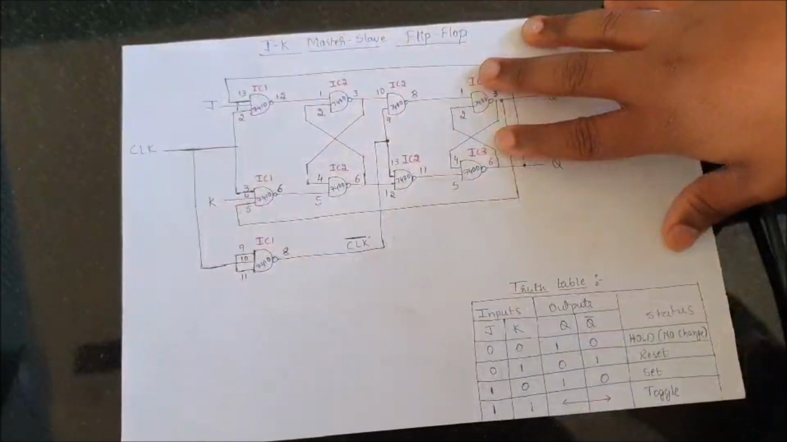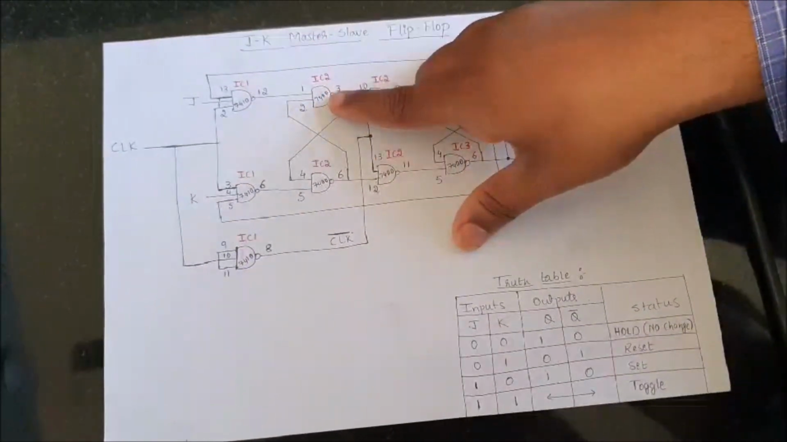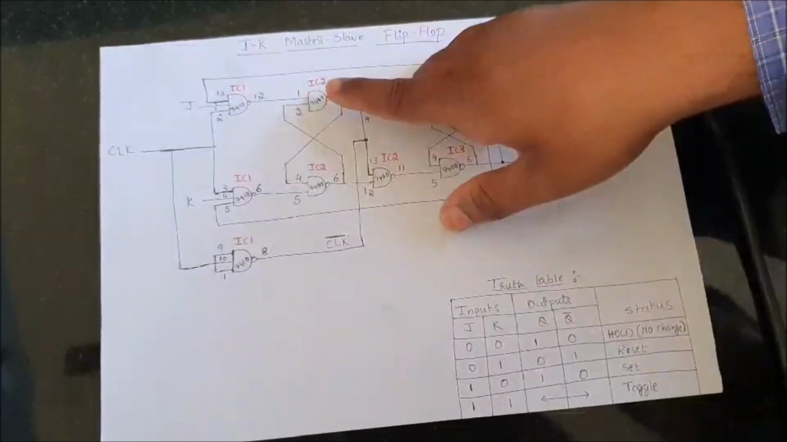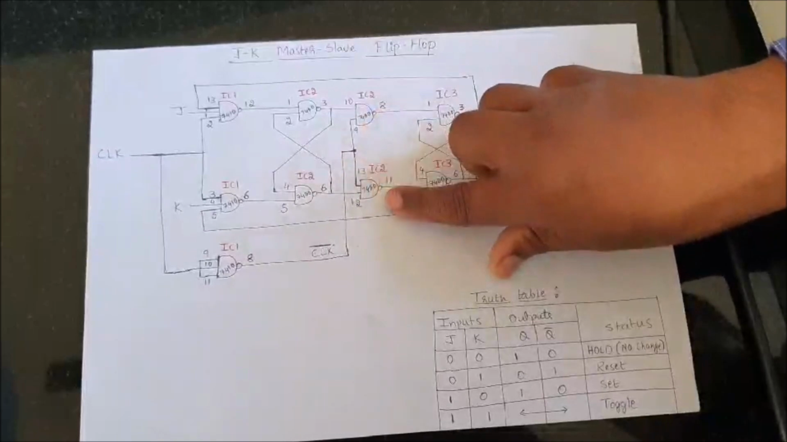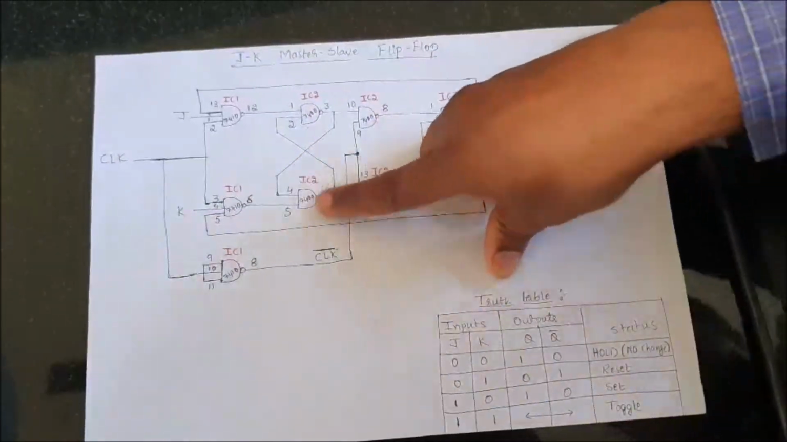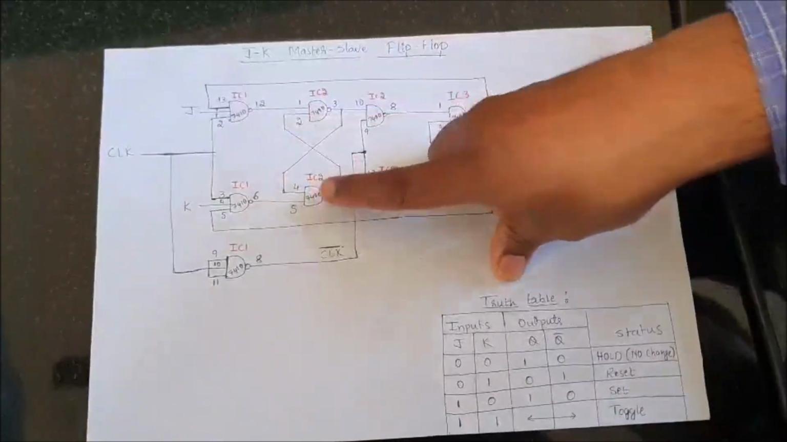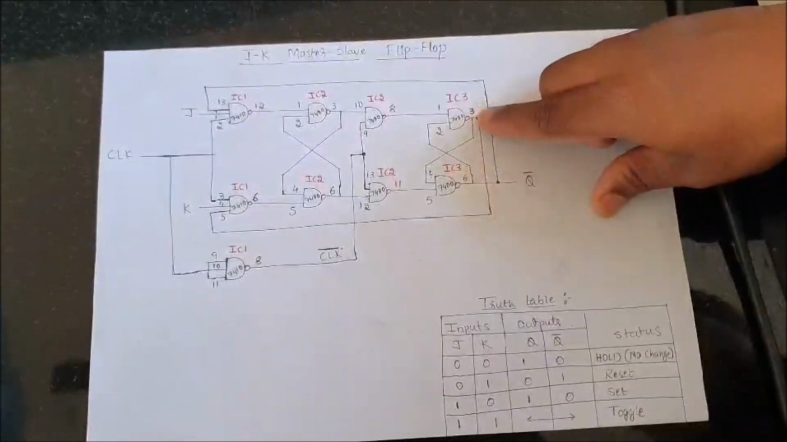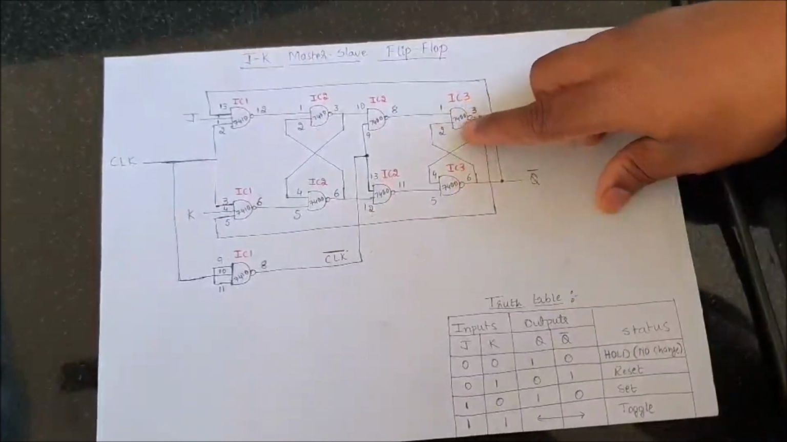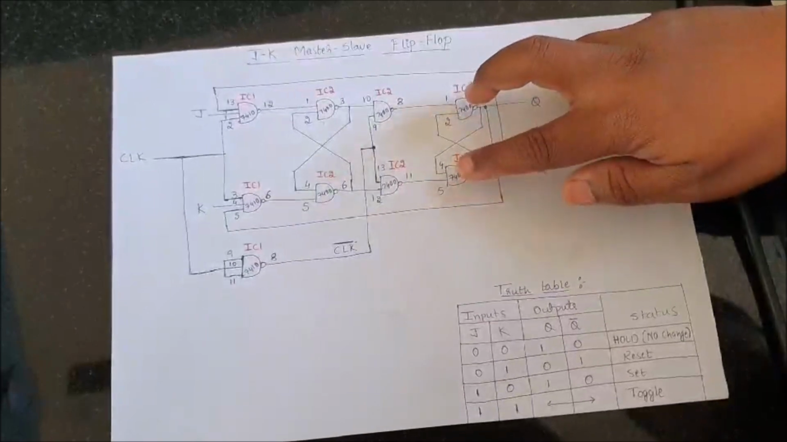Coming to the other 6 2-input NAND gates, 7400 is the IC number for 2-input NAND gates. This is the first 2-input NAND gate, this is the second, third and fourth. All these 4 2-input NAND gates come under one IC, which means they come under IC2, and the other 2 2-input NAND gates come under IC3. Even for this we will be using 7400 because these two are also 2-input NAND gates.